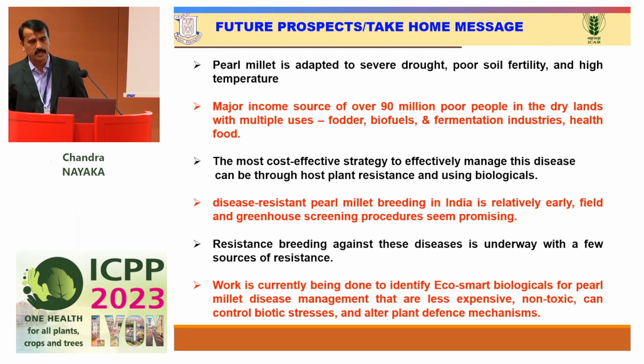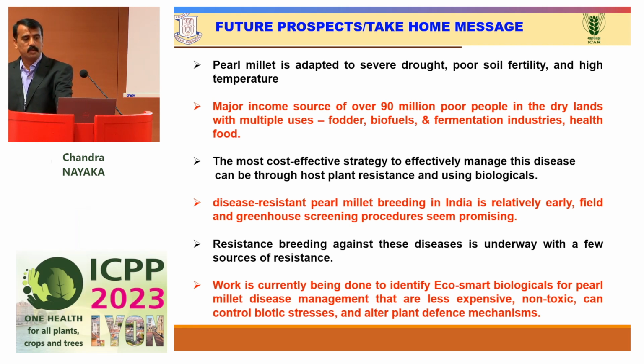And the take-home message is that pearl millet is adapted to severe drought, poor soil fertility, and high temperature conditions, and it can be grown without input, and just 300 mm of rainfall is more than enough to cultivate this crop. It is also the major income source for 90 million poor people of India and Africa.